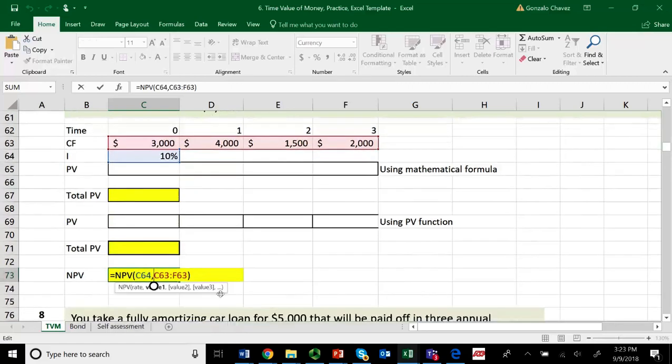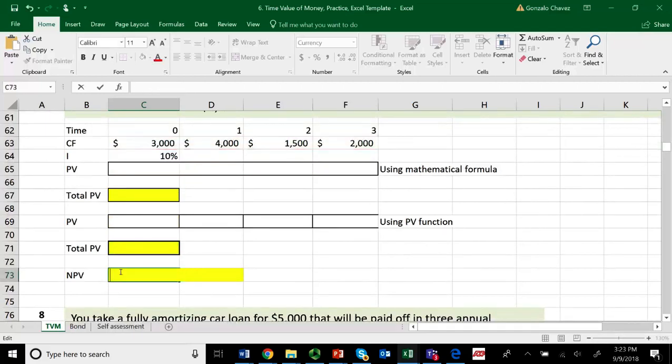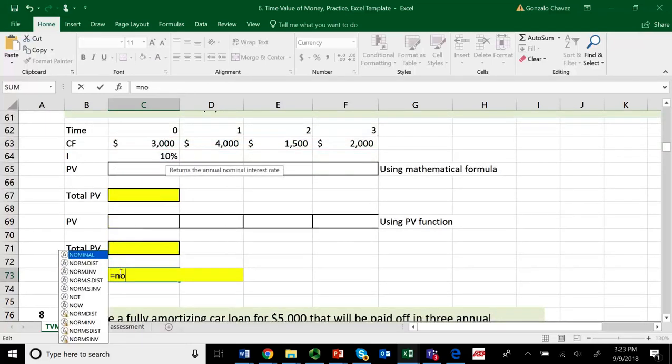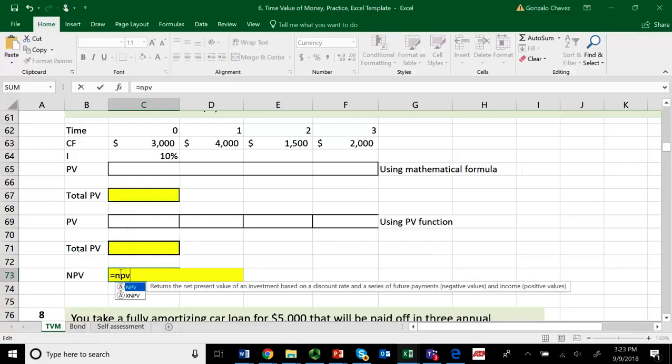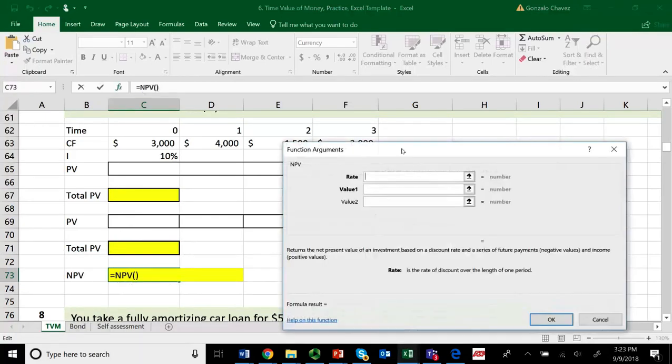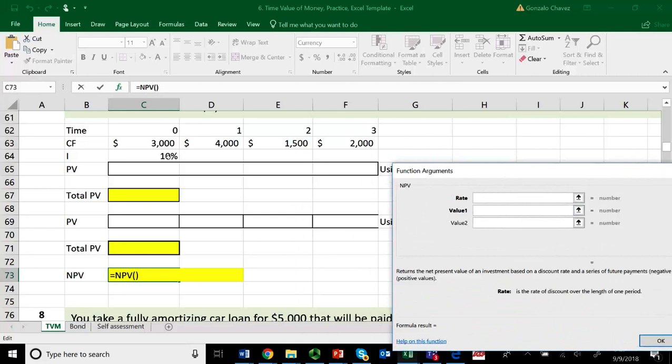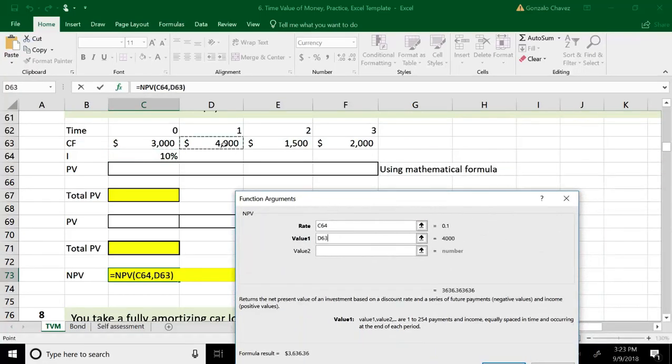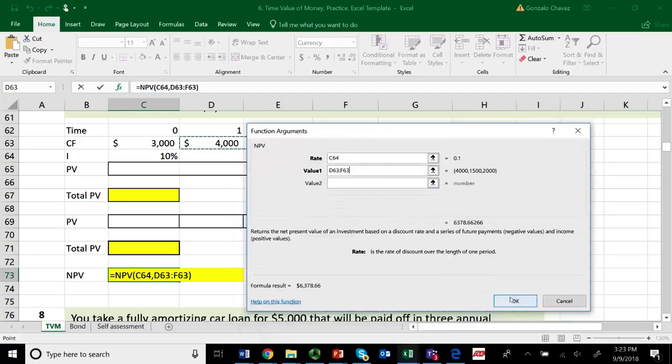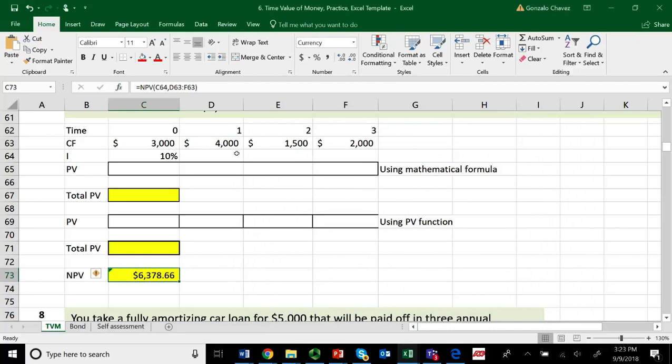So what is the correct way of handling this issue? Okay, let me do it again now. Okay, equal to NPV. What I'm going to do is say, well, I know which cash flows are future cash flows. The rate is 10% right here. And my values, I know which are my future values. They're these. Okay, so Excel is going to take the first $4,000 and assume that it's in year 1, and the second $1,500 and assume it's in year 2, and so on, which is correct. Okay, so if you press OK, this is the present value of these future cash flows.